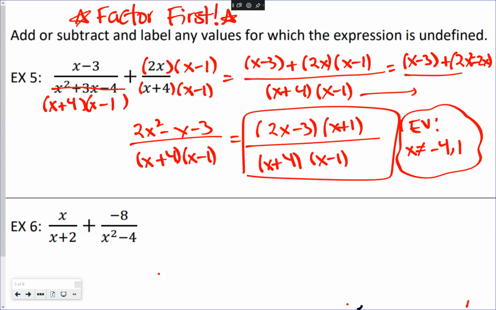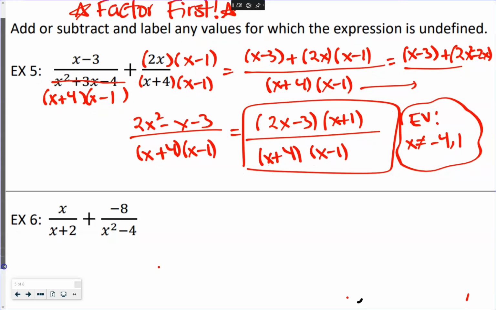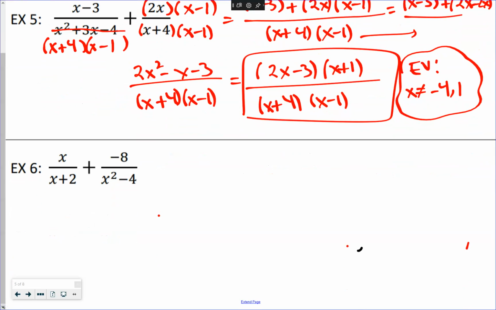All right. So sometimes you can factor at the end and cancel some pieces out. It's not always going to happen. Like, here we factored to look, but nothing actually canceled. So sometimes it works, sometimes it doesn't. Just always factor and see.